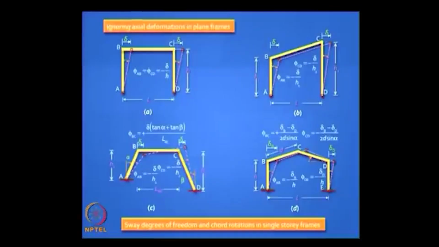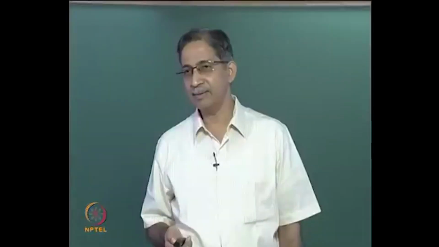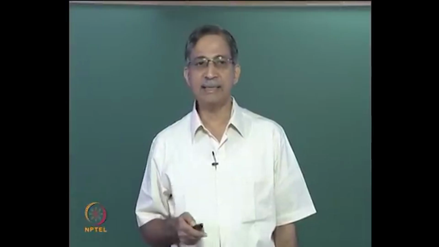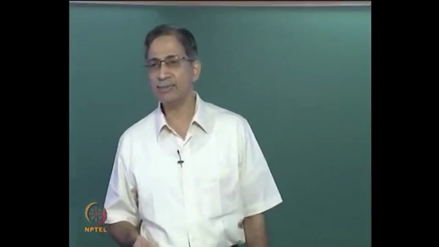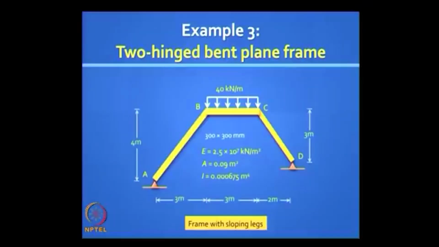So you have to intelligently identify the sway degrees of freedom. We've discussed this earlier, and you need to express the chord rotations in terms of the identified sway degree of freedom. So let's look at this problem, which we've solved earlier by the more rigorous method. So let's solve this by the reduced element stiffness method, and let's take advantage of the fact that we can ignore axial deformations. We have solved this problem earlier by the slope deflection method.